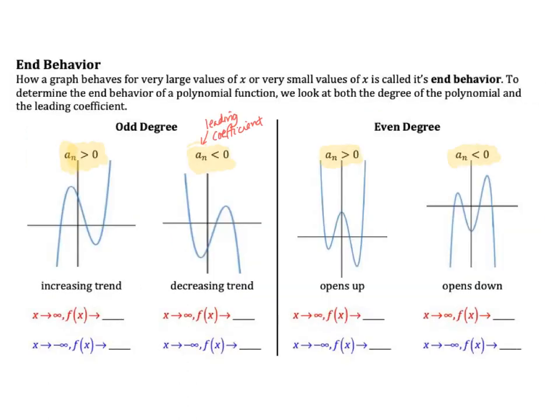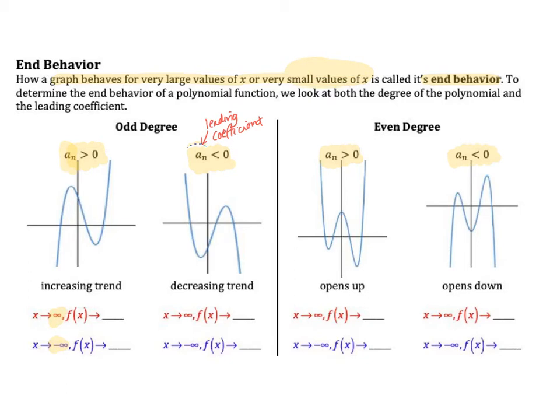Okay, so now let's talk about end behavior. Right, so what is end behavior? It says how a graph behaves for very large values of x or very small values of x is called end behavior. So really we're going to be looking for as x goes to infinity or as x goes to negative infinity. So those negative numbers are getting larger and larger, but technically they're negative, so they're getting smaller and smaller in value.